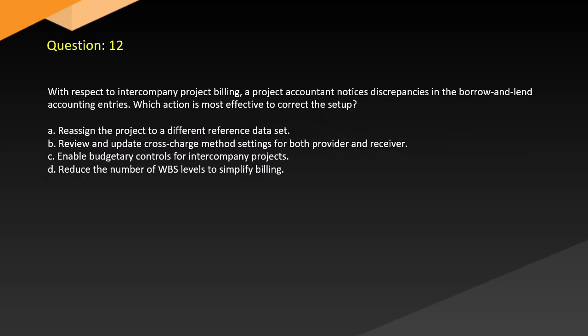Question 12. With respect to intercompany project billing, a project accountant notices discrepancies in the borrower and lender accounting entries. Which action is most effective to correct the setup? A. Reassign the project to a different reference data set. B. Review and update cross-charge method settings for both provider and receiver. C. Enable budgetary controls for intercompany projects. D. Reduce the number of levels to simplify billing.